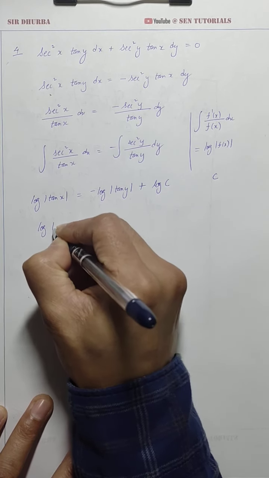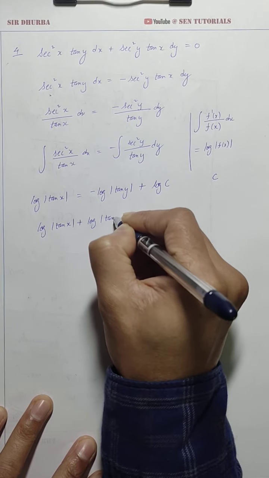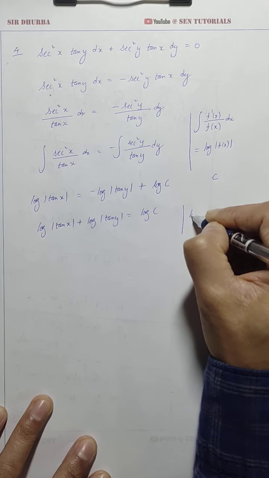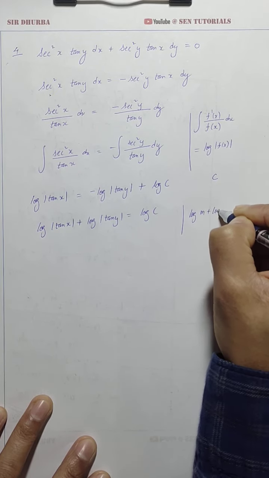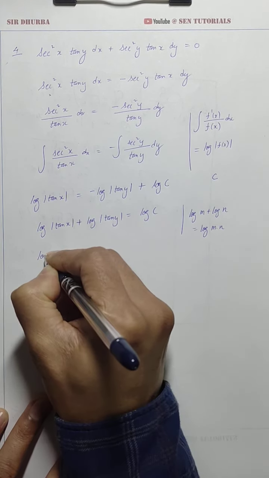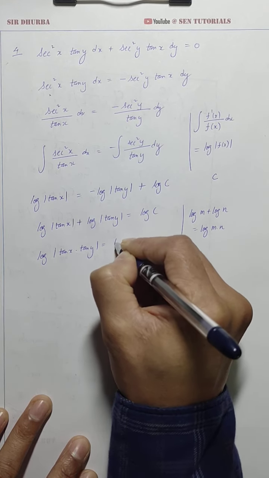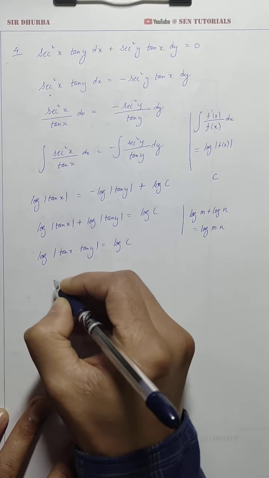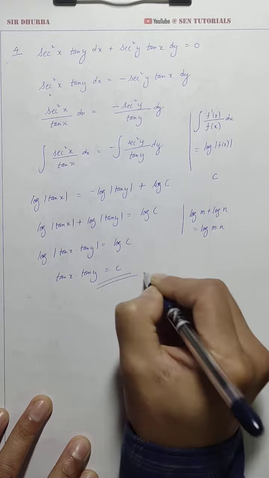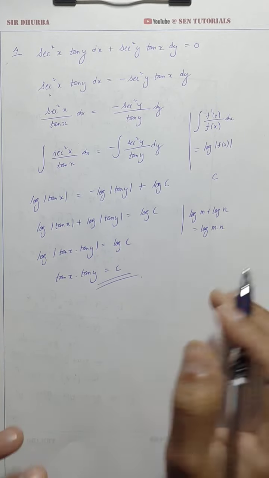So that is log of tan x, I'll bring this side, plus log of tan y equal to log c. So another value that we know is log m plus log n is nothing but log m into n. So that's going to be log of tan x into tan y equal to log of c. So since log can be equated, that is tan x into tan y is equal to c. Alright, so that's what I meant. If you take log c, then we can easily equate.